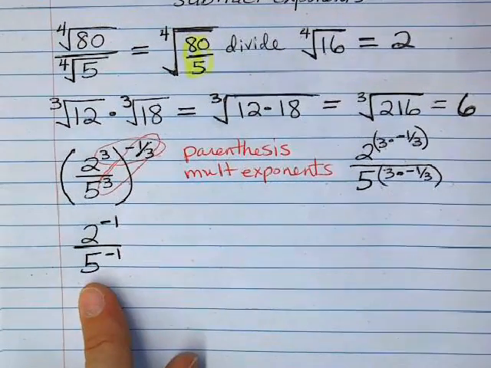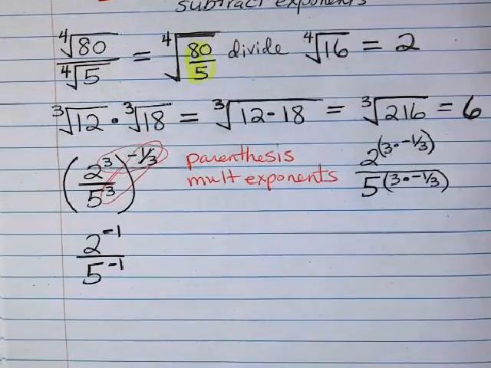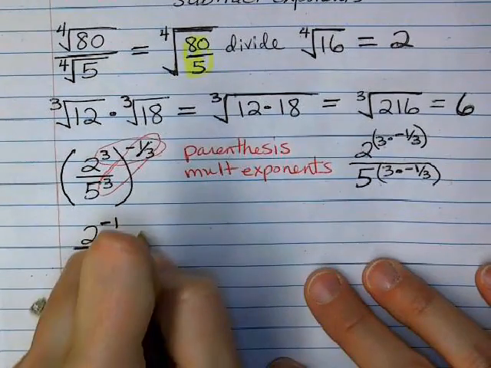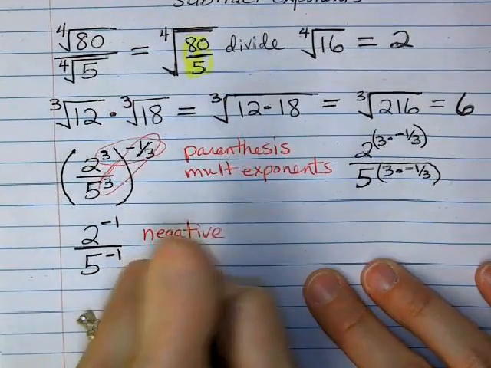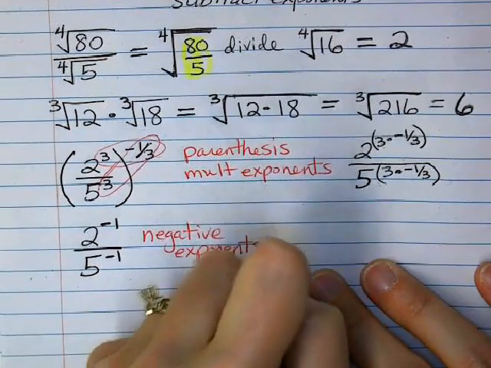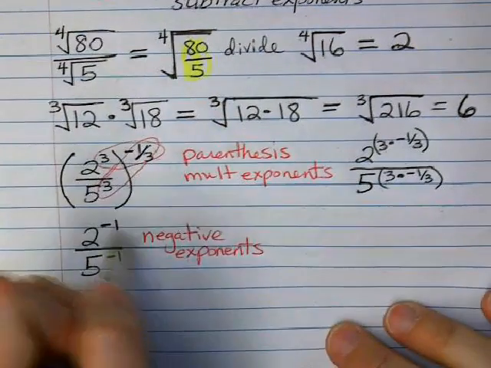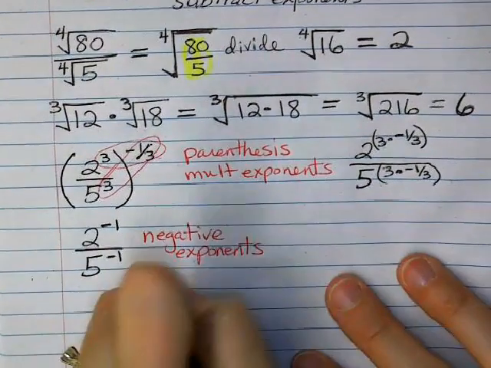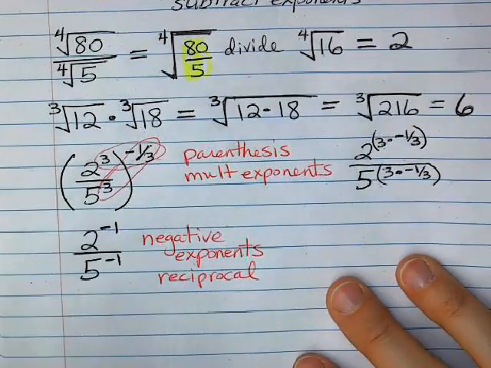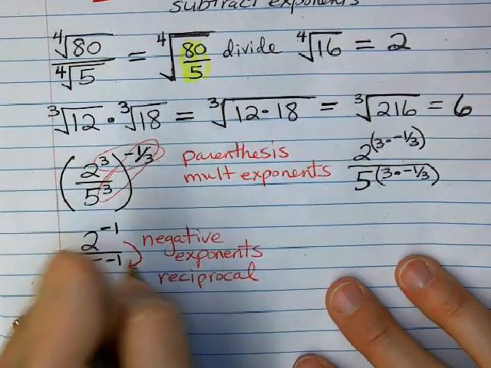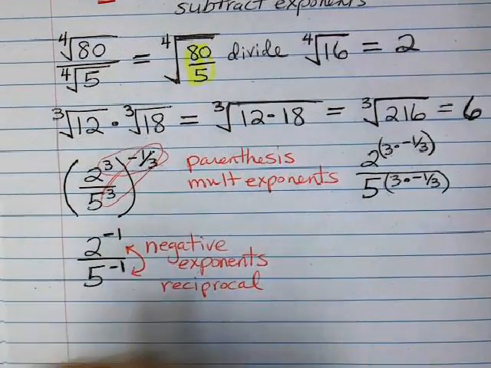Okay, now we have negative exponents. You can't have negative exponents in the final answer, so now we have to deal with those. When you have negative exponents, you flip it. To get rid of a negative exponent, you do a reciprocal, it's called. A reciprocal is when you flip things. How do you make this so it's not going to be negative 1 power anymore? You have to put the 2 on the bottom. You literally flip it.